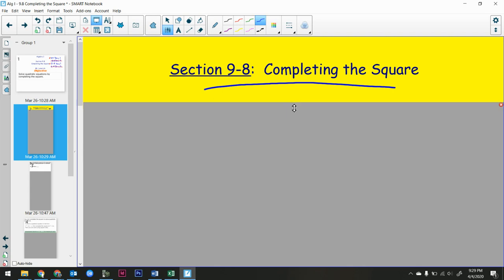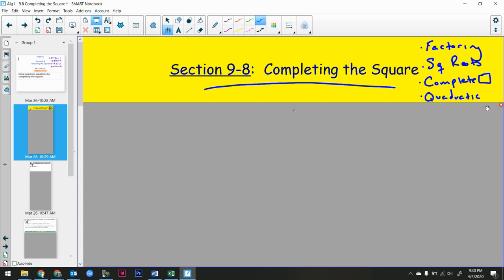So why do we have to learn other methods? In this last part of chapter 9, we're talking about different ways that we can solve quadratics. The first way that we learned was by factoring. The second way was by just using square roots if there was no b term. Now, this third way is completing the square. You'll know what I mean when I say complete the square. You'll understand it pretty soon. And then in section 9.9, the fourth way is using the quadratic formula.